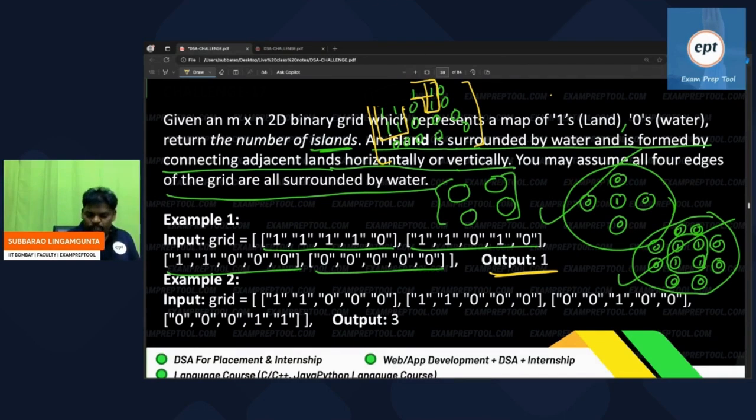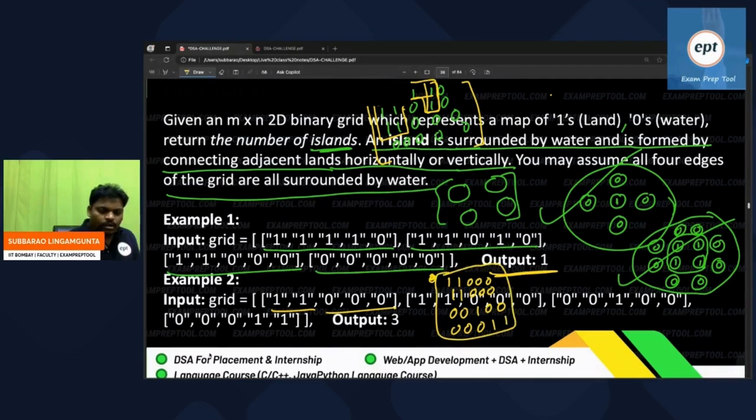Now example 2. Can you see example 2 also? I'm writing it one by one. First row is 1 1 1 0 0 0. Second row is 1 1 0 0 0 0. Third row is 0 0 1 0 0. Fourth row is 0 0 0 1 1. Now if you observe this entire grid, how many islands are there?